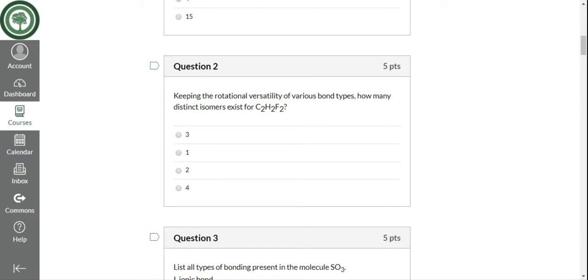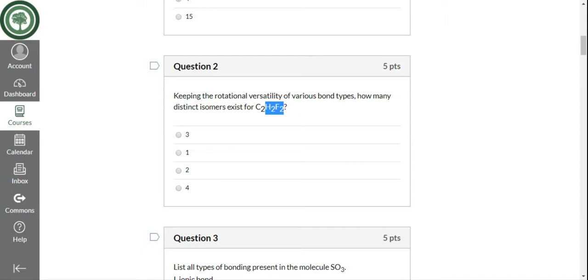Keeping rotational versatility of these bonds into account, how many distinct isomers do we have for C2H2F2? So when you draw the Lewis structure, you'll find you have to have one double bond between the two carbons. And so then it's based on how many different ways can you arrange H2 and F2. Now with the double bond, whether you put the fluorines on the same side or the opposite sides of the double bond, will end up with different isomers.